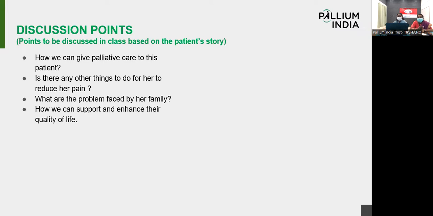If this patient is having 6 out of 10 pain, but unfortunately she was getting only paracetamol, that is not good. She is not getting adequate pain relief. Definitely, we need to give morphine or weak opioids or strong opioids for these patients. That way, we will be able to control her physical pain.